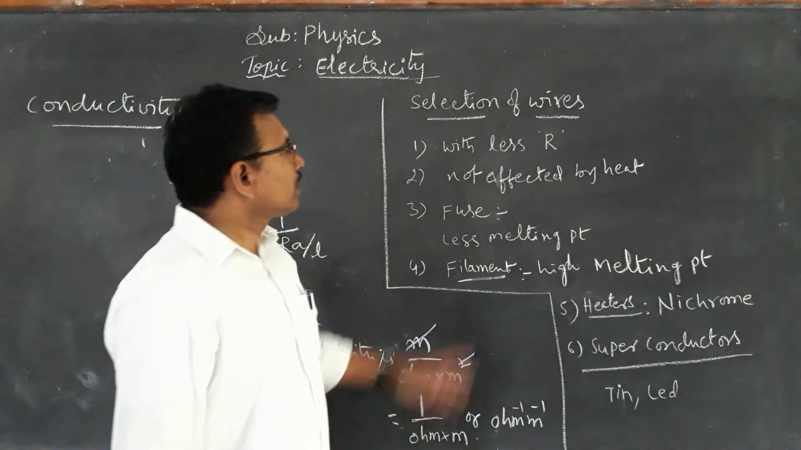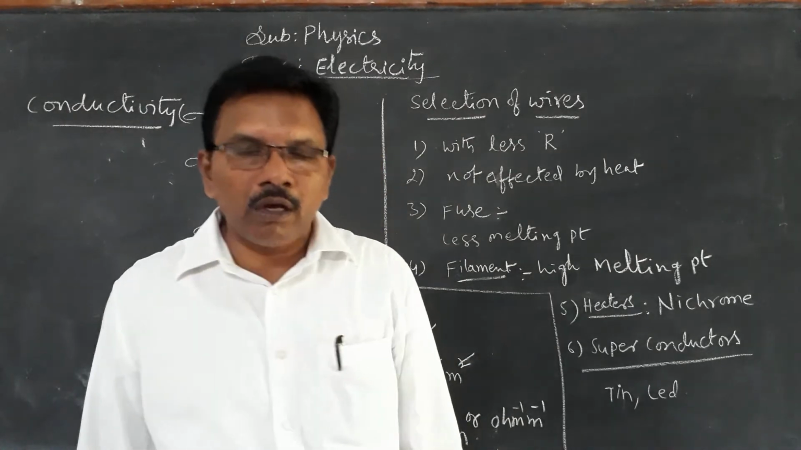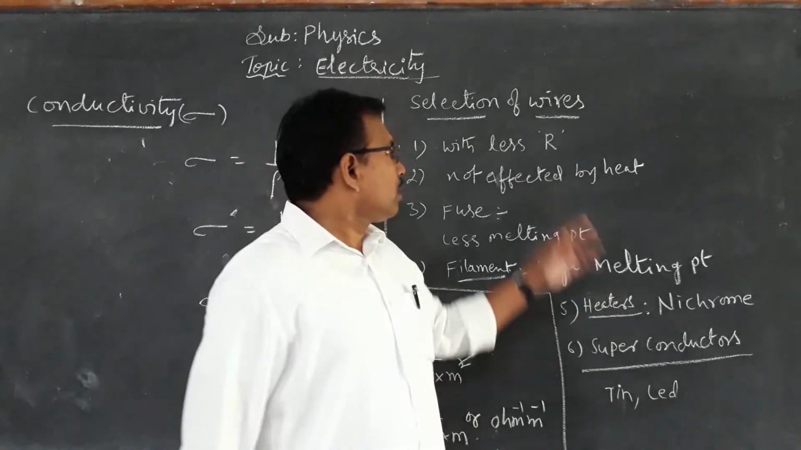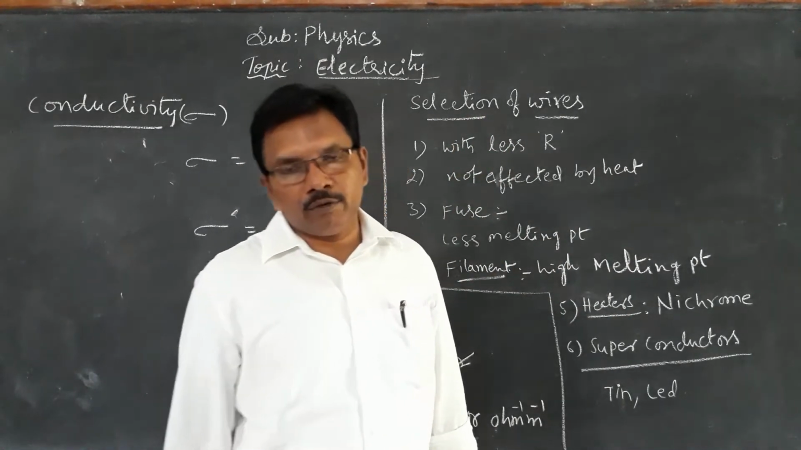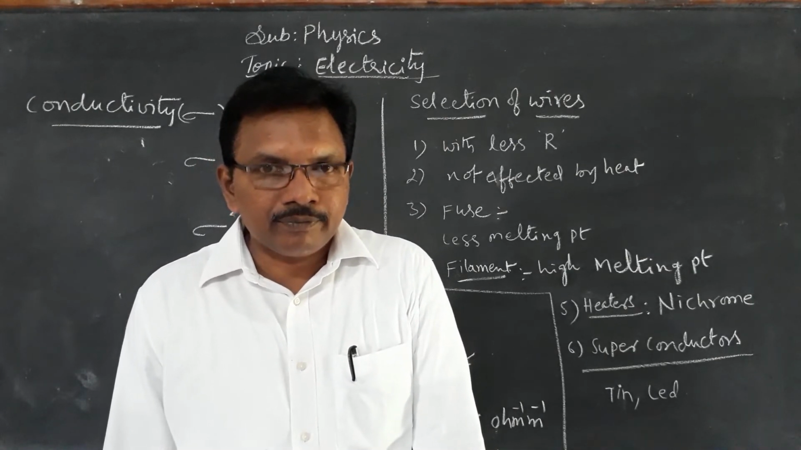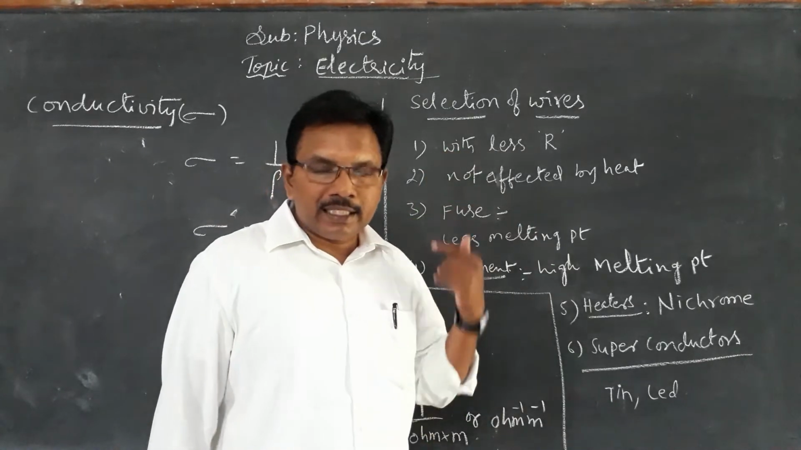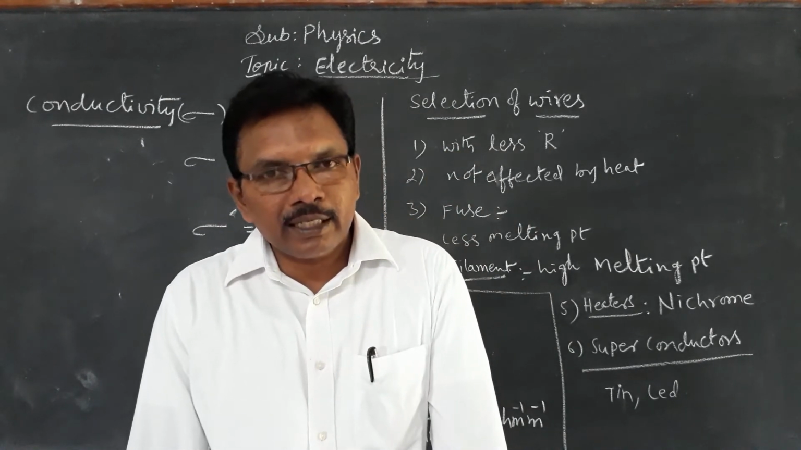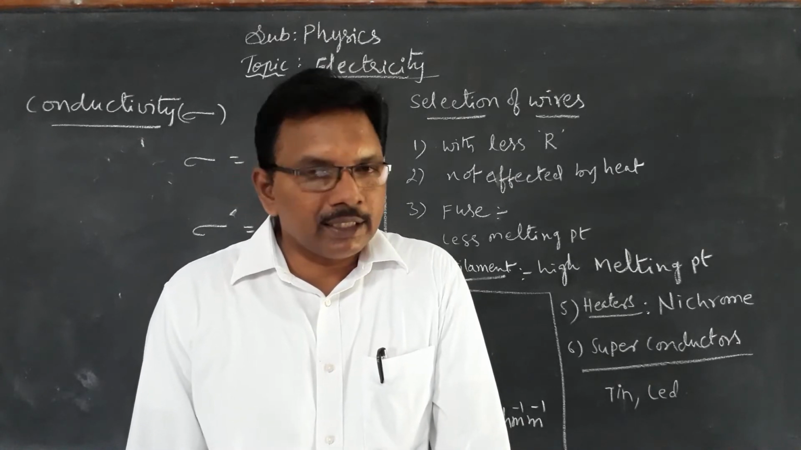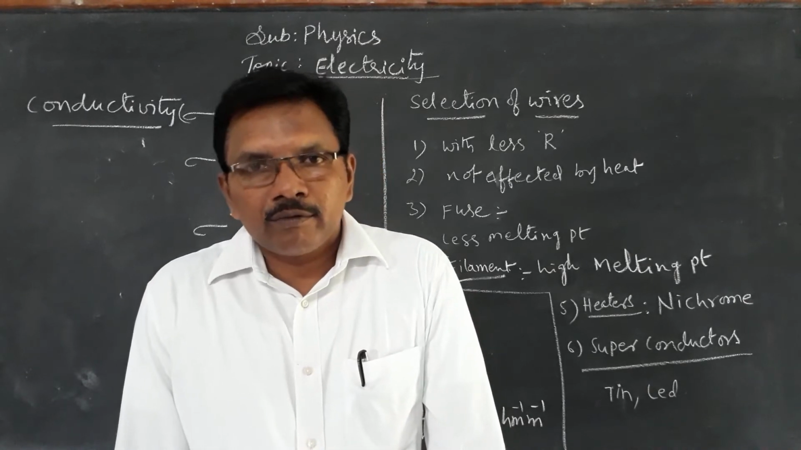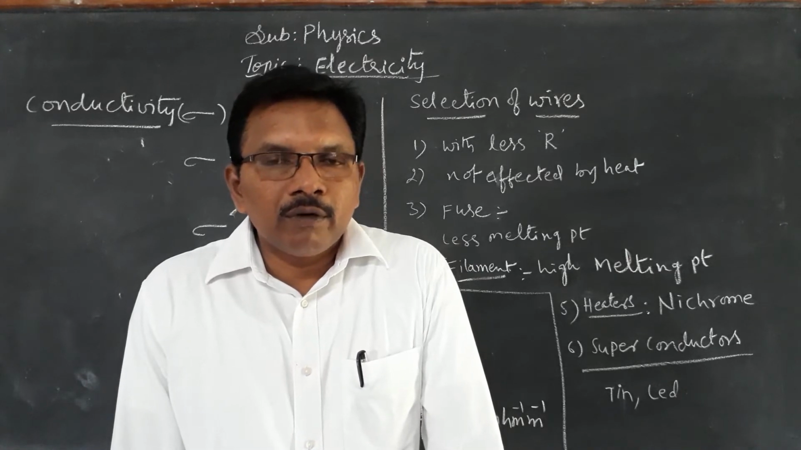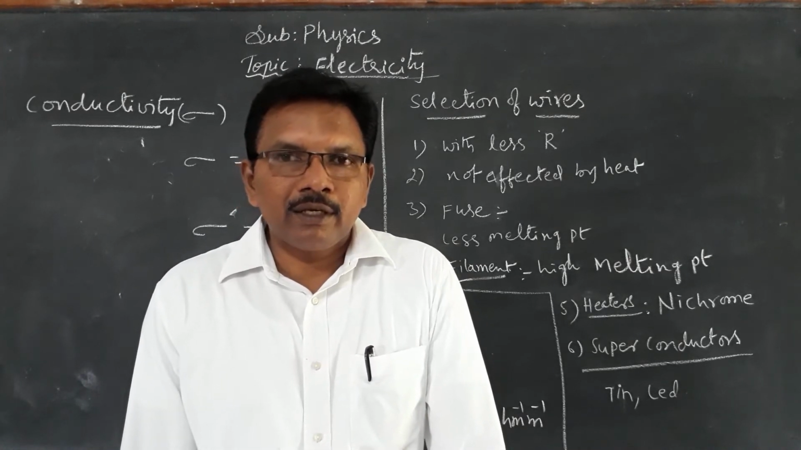Now next, selection of wires. This is the last concept in this lesson. Which type of wires are you going to select when you are dealing with electricity? First one, a conductor with less resistance. Less resistance will not give heat, and current will flow without obstruction. So wires which have less resistance are good conductors.